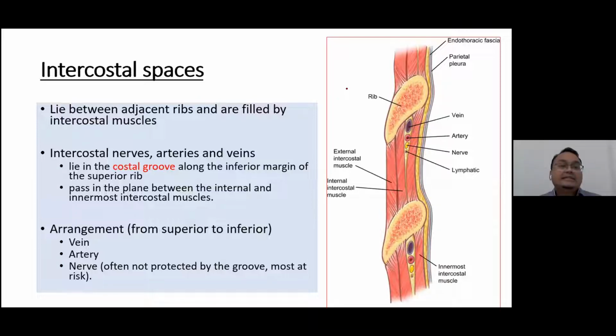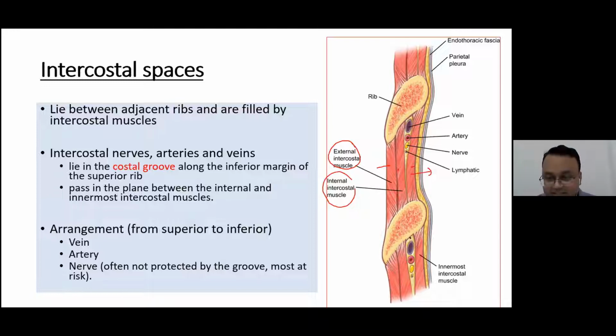Right. Then the intercostal space. This knowledge is again important when you are dealing with a patient who may require certain procedures on the chest. The spaces are simply the spaces in between the ribs, and they are filled by the intercostal muscles. Basically, there are three flat muscles that occupy the intercostal space. You have the external intercostal, in the middle you have the internal intercostal, and towards the innermost.